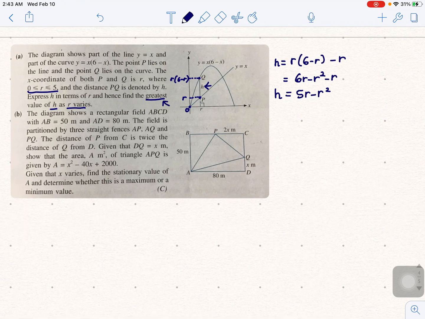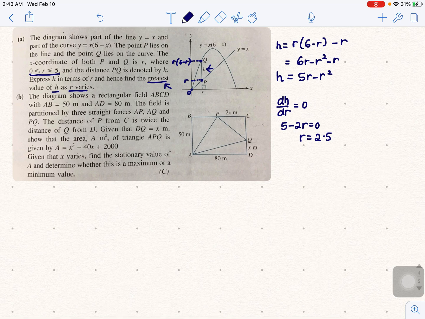Greatest indicates dh/dr is going to be 0. So our r value is 2.5. How do I know it is going to be the greatest? To verify this, you can do the second derivative, which is negative 2, from here, less than 0. Therefore, h is definitely maximum.